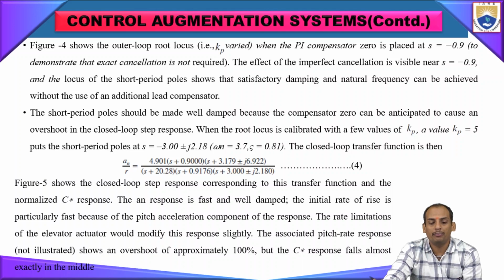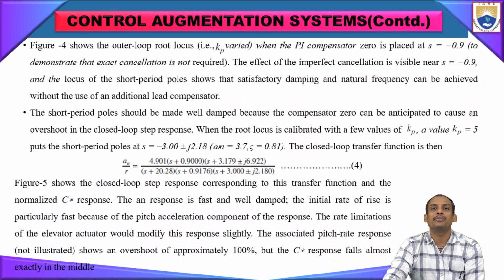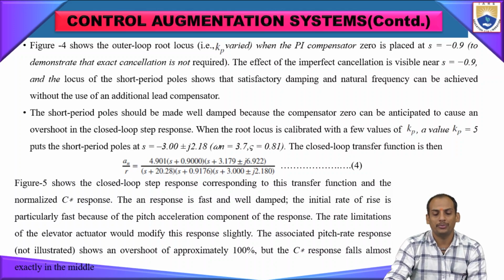So the short period poles will be made well damped, because the compensator zero can be anticipated to cause an overshoot in the closed loop step response. So when the root locus is calibrated with Kp and alpha, at a Kp equal to 5, that will give you the short period poles at s equal to -3 plus or minus j2.18.